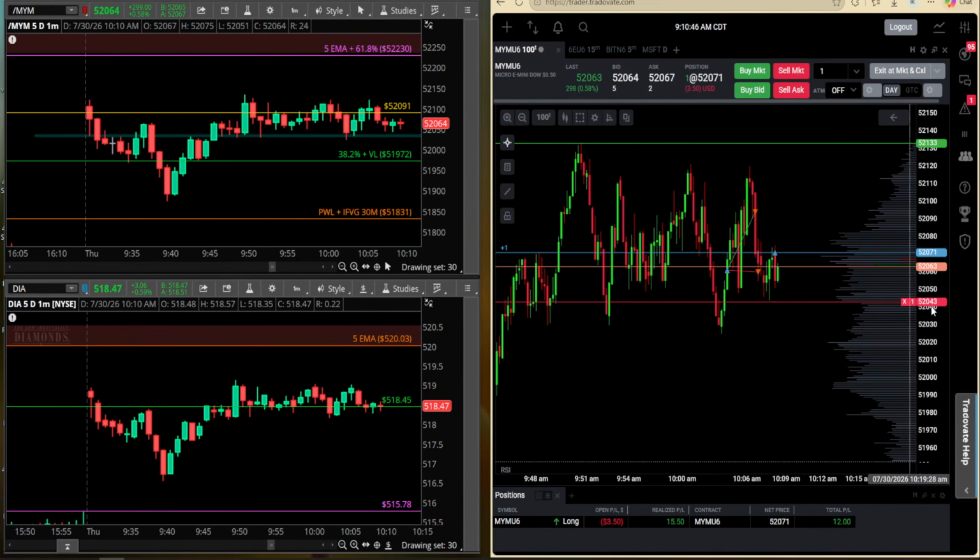We are within this sideways since 9:50. So from 9:50 we are up to 10:15, almost 20 minutes. We are still in this 25 minutes, still in this sideways. So let's wait.